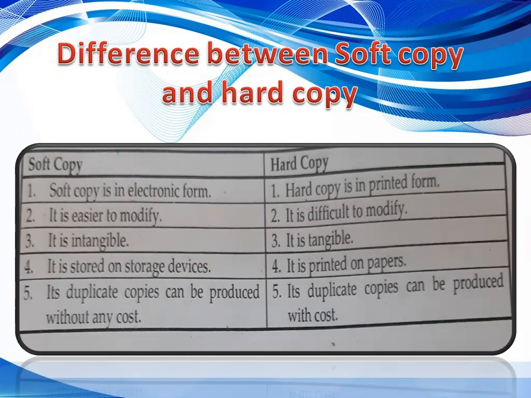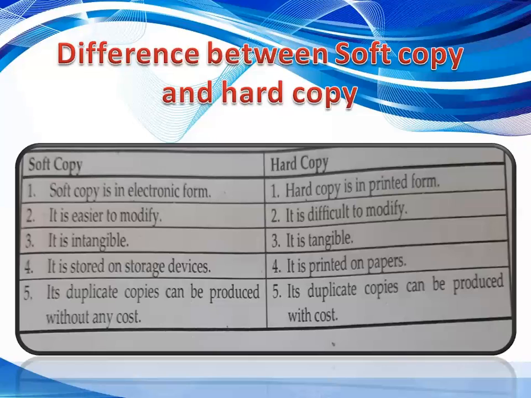Soft copy is intangible, and hard copy is tangible. Intangible means that the soft copy is inside your computer system, you can't see, you can't touch. But the hard copy is a physical form, you can touch, you can move easily. It's your handouts, printouts. Soft copy is stored on storage devices, on your permanent storage or on your USB. But hard copy is printed on paper. You can make photocopies of that paper, but you do not have it on your storage device.